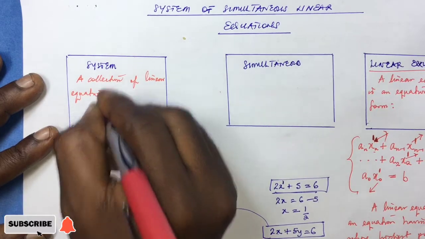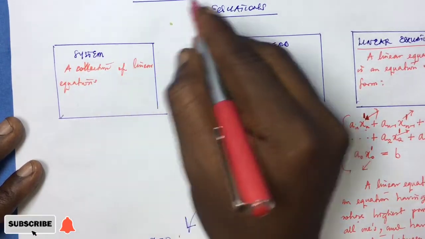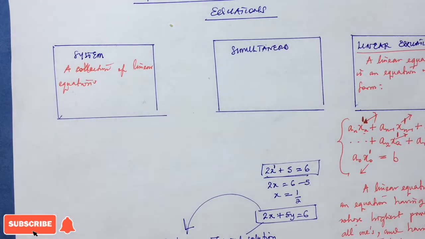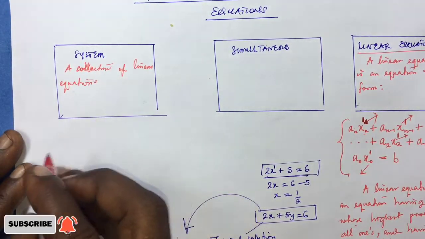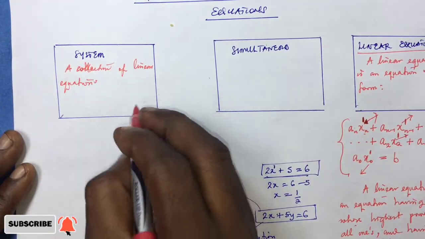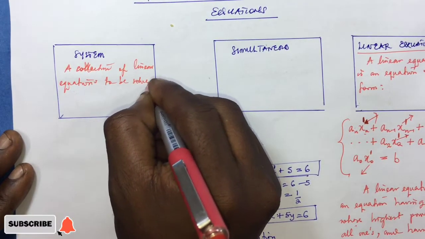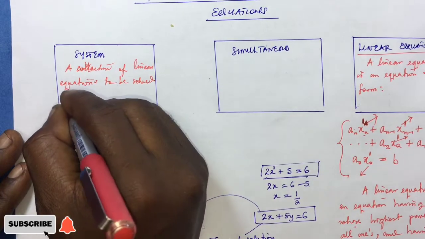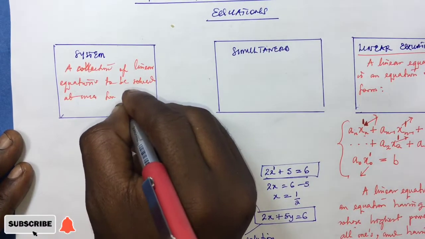So what we refer to as a system in this topic, system of simultaneous linear equations: a system is a collection of linear equations. What kind of linear equations? A system is a collection of linear equations to be solved at once for the variables involved.